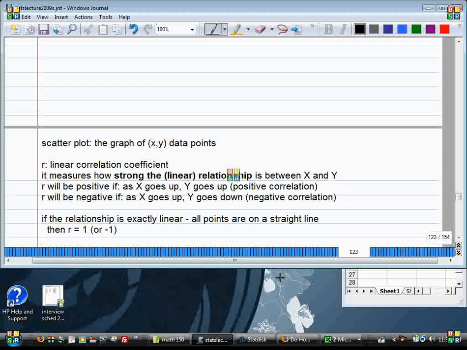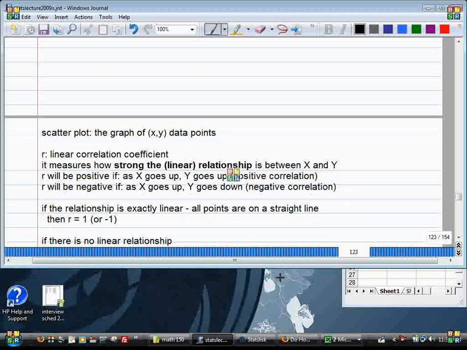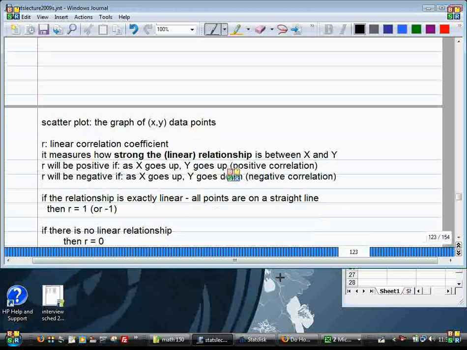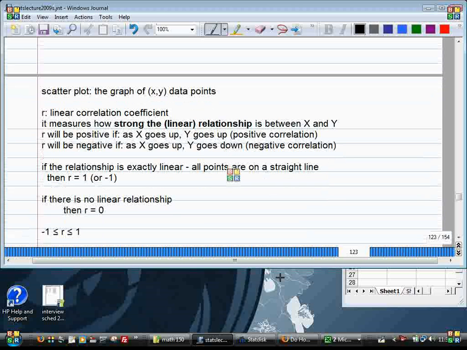Okay. Now, if there is no linear relationship whatsoever, then R is 0. And furthermore, all R values are from negative 1 to 1.